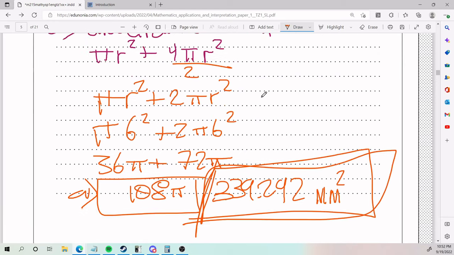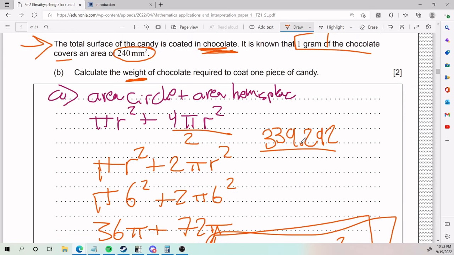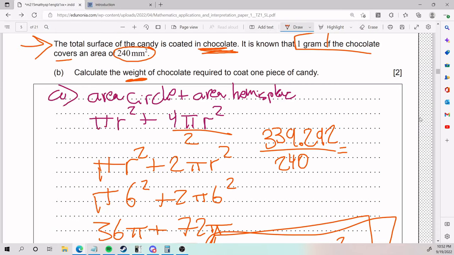And so if we take this amount of surface area and we divide it by how much 1 gram of chocolate covers, which is this here, we will end up with the number of grams of chocolate needed to cover the whole thing, ¿cierto? So we take the 339.292, we divide it by 240, and this will give us the amount of grams of chocolate needed. So we take this bad boy divided by this. We got 1.41371, ¿cierto? And because we're talking about weights, I can just leave it in grams. So this is for part B.